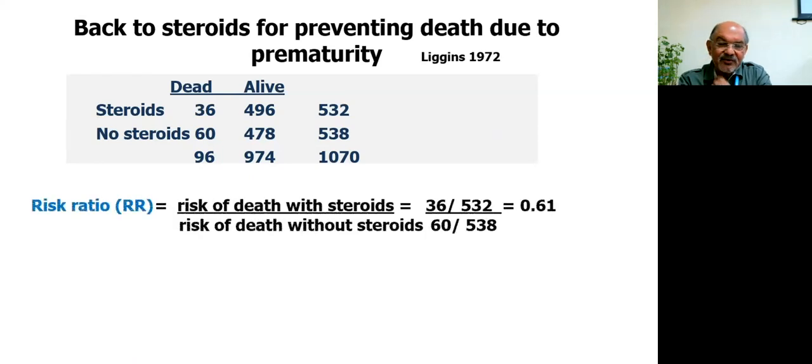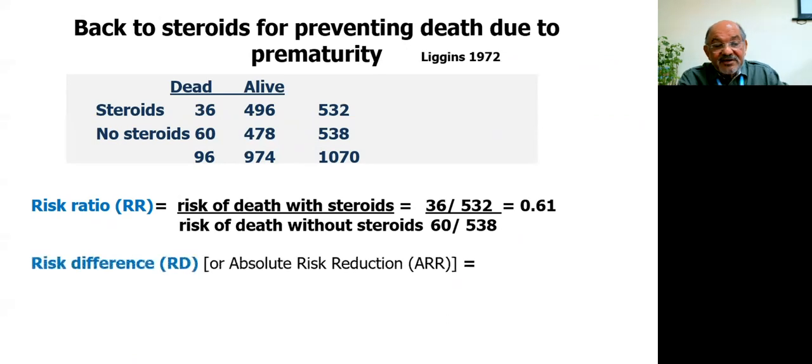So what you're basically trying to do is 36 by 532 divided by 60 by 538. It's 0.61. Round it off. That's your relative risk. Now from this, I'd like you to calculate the absolute risk difference, or risk difference. Basically the difference in risks.